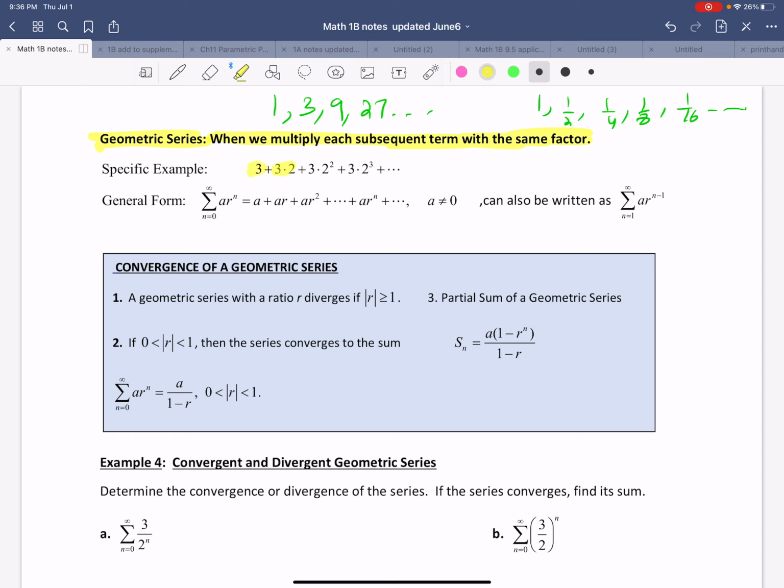Here's another example. My first term is 3. I could be multiplying with the 2, and again multiply with the 2, again multiply with 2. So keep on multiplying with a 2 as we go on.